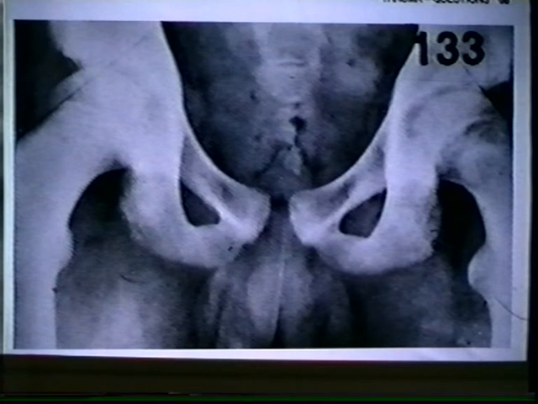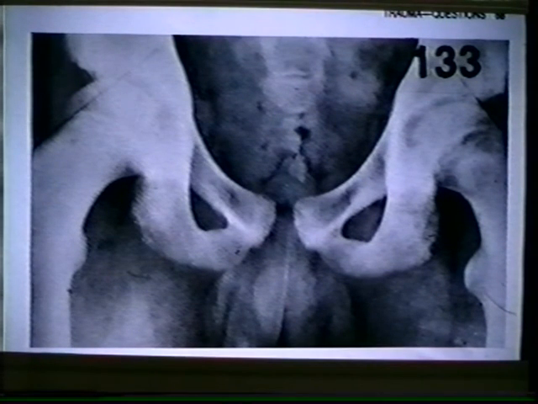Question 133. What is the diagnosis? Acute slip of the femoral capital epiphysis on the left side. In 2/3 of cases, it is a gradual process, while in 1/3 the onset is sudden. Note the prominent lesser trochanter, indicating that the leg is externally rotated.